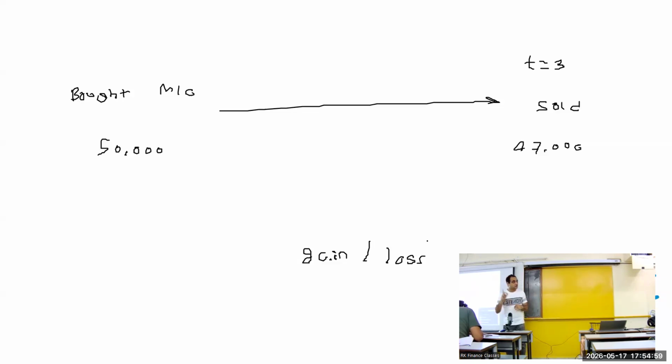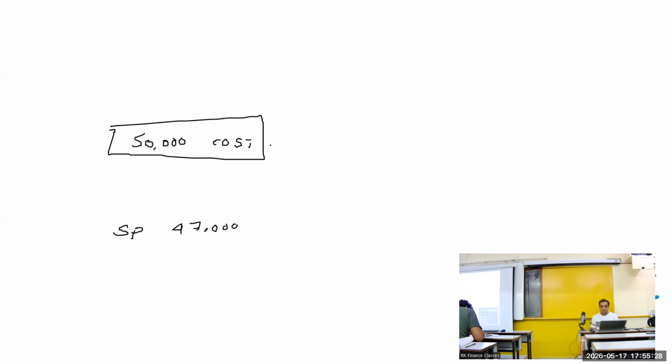20,000 का मशीन आपने 47 में बेचा है, ना कि 50 का मशीन आपने 47 में बेचा है. You have sold machine whose worth is 20,000 for a price of 47,000. You have 27,000 का gain. So show it like this. 50,000 cost, selling price 47,000, and a loss of 3,000 is mistake, is wrong.